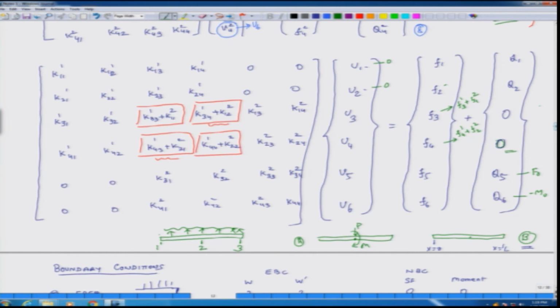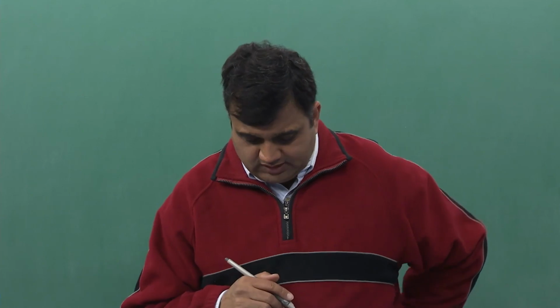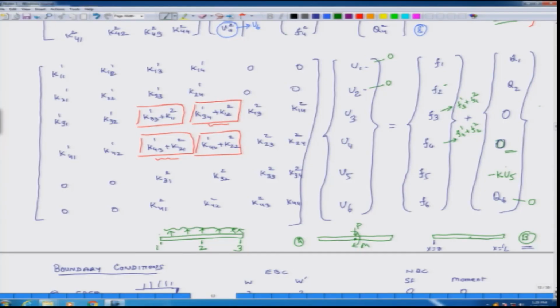So, we go back and again put these modified boundary conditions. U1 we said is 0 because it is a clamped end, U2 is 0 because it is a clamped end, and moment was 0, and this we specify as minus K times U5. Now, when I solve this equation, I have to move this U5 to the left side.